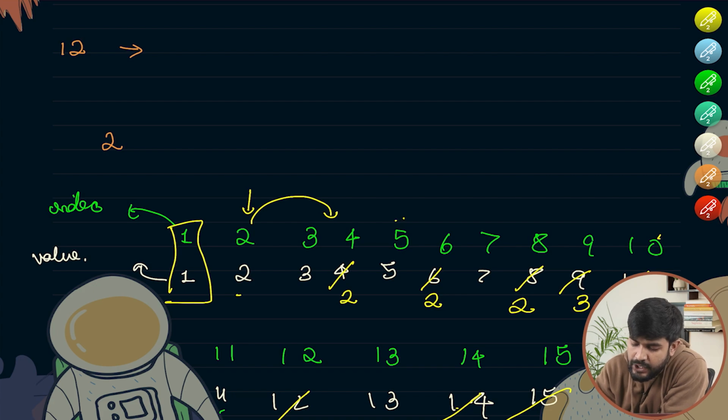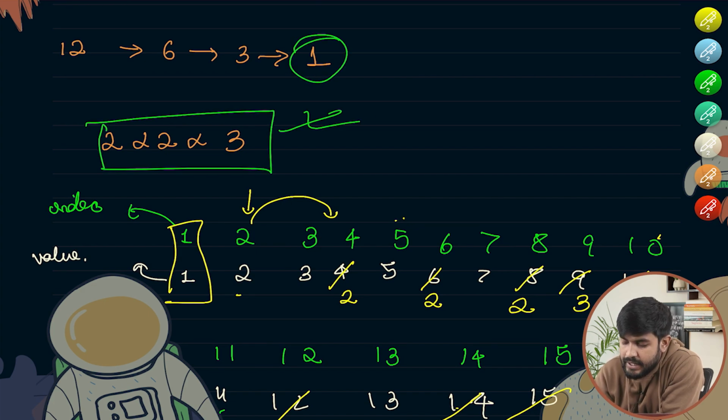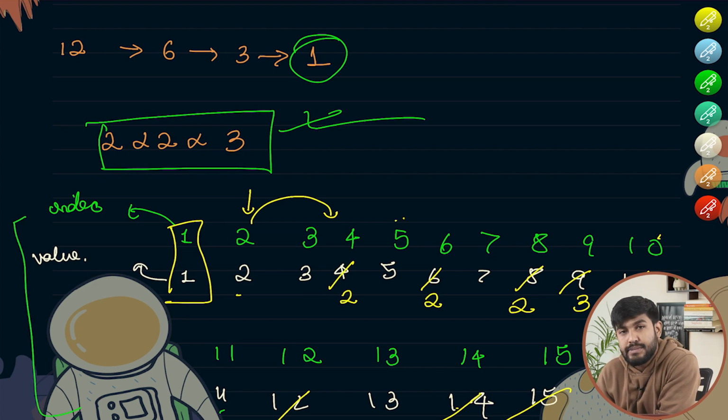After dividing 12 by 2, it is 6. Then we would go to 6. What value is kept there? 2. So then we would again multiply by 2. 6 divided by 2 is now 3. What is kept at 3? 3 again. So multiplied by 3. And then 3 divided by 3 is equal to 1. When it goes to 1, we would stop at that instance. And if you observe, we have got the prime factorization by using this array of the prime sieve.